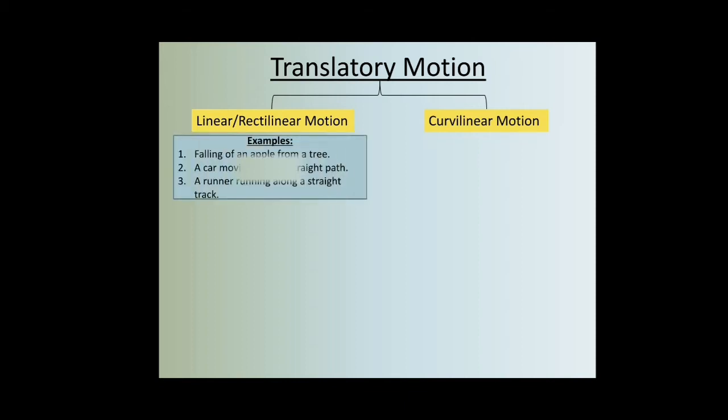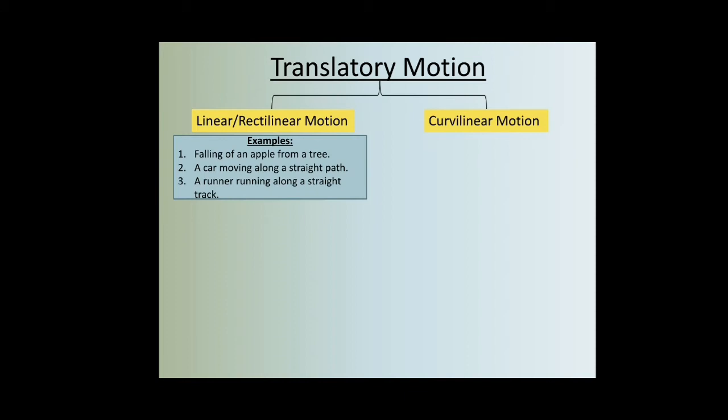The first, translatory motion, is the motion in which the object moves as a whole along a straight path. It has two subtypes, rectilinear or linear motion, and the second one is curvilinear motion. When the object moves as a whole along a straight path, it is called a rectilinear or linear motion, and when the object as a whole moves along a curved path, it is called a curvilinear motion.